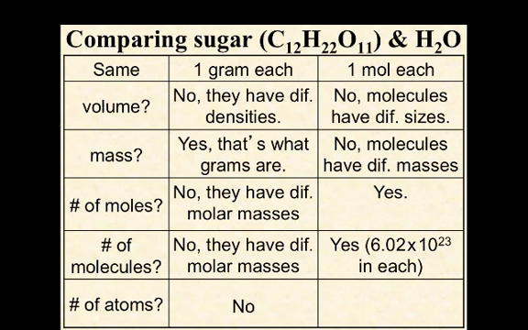Yes, exactly. 6.02 times 10 to the 23 molecules makes up 1 mole. Now how about the number of atoms? How many atoms are in a molecule of sugar? And how many atoms are in a molecule of water? This one should be obvious too. They're not going to have the same number of atoms. Sugar has more. It has 45 compared to only 3 atoms in each molecule of water. So that's kind of how moles are related to the amount of stuff.